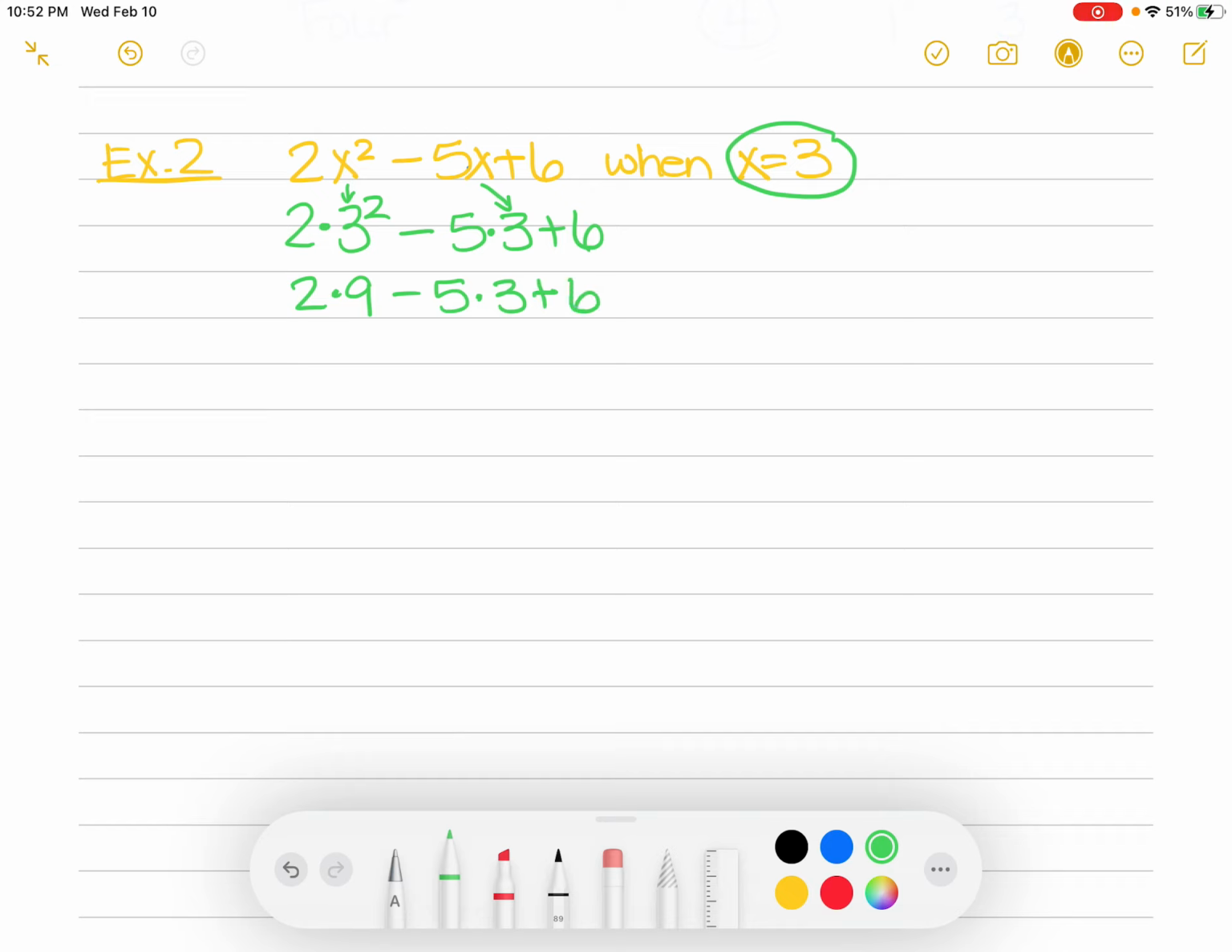And now I'm going to do my multiplication. So I have 18 minus 15 plus 6. And then my 18 minus 15 is 3. And 3 plus 6 is 9. And that's my answer to the problem.